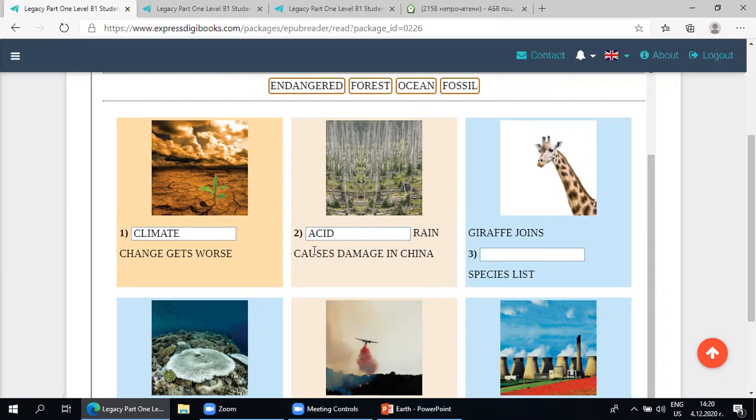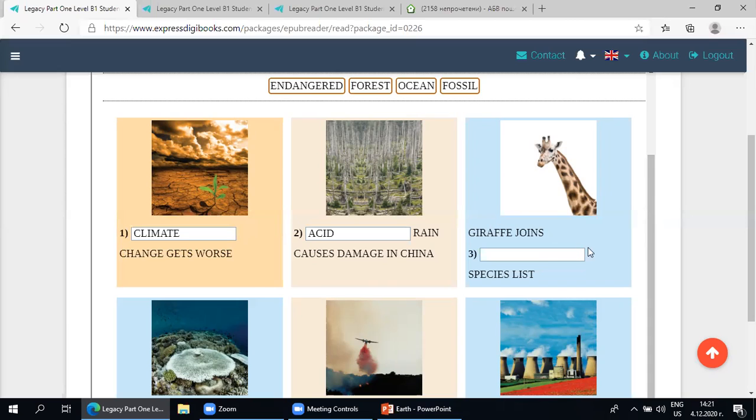Okay, and can you translate that in Bulgarian? Acid rains cause damage in China. Okay, yes. This is another problem, acid rains.